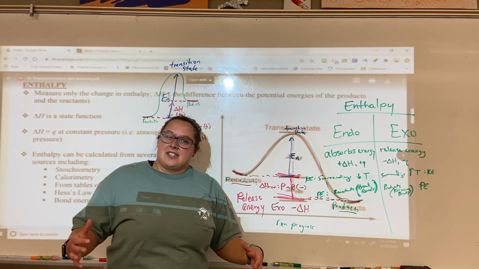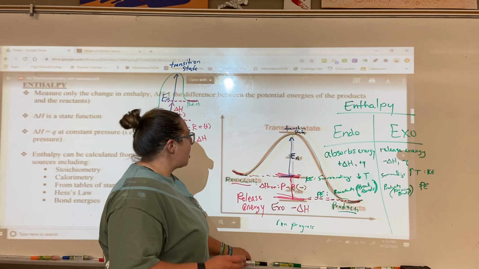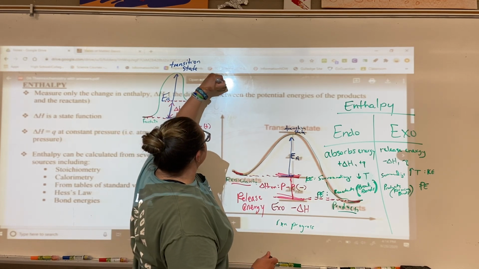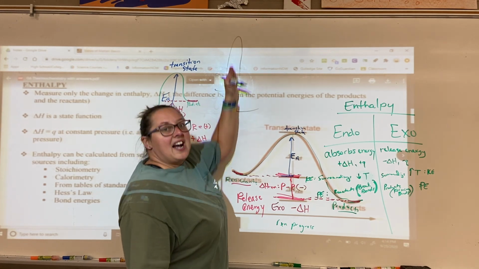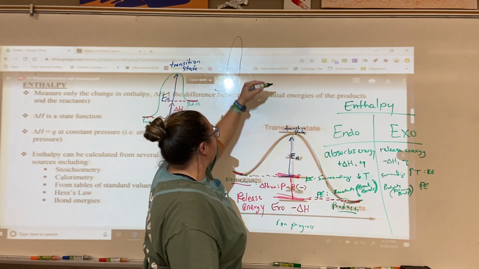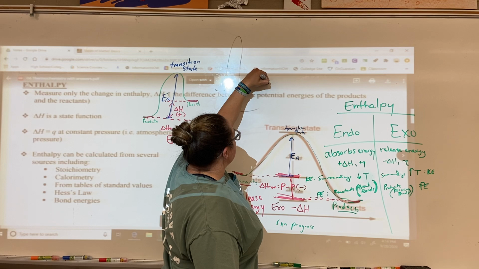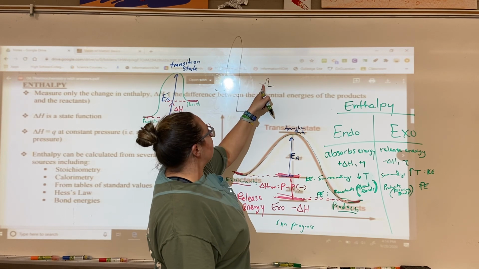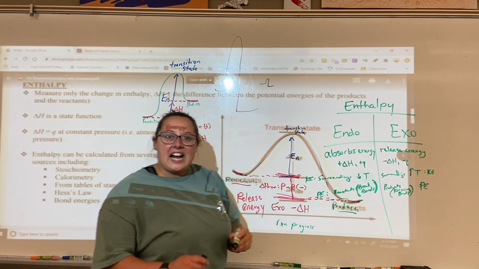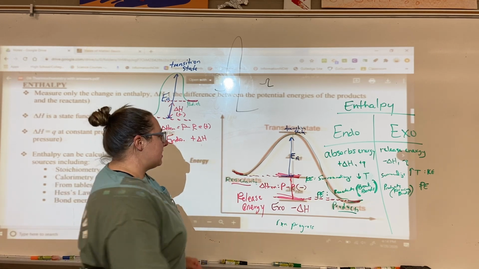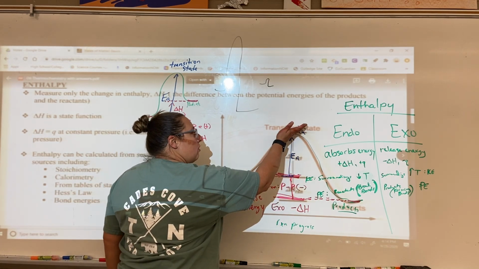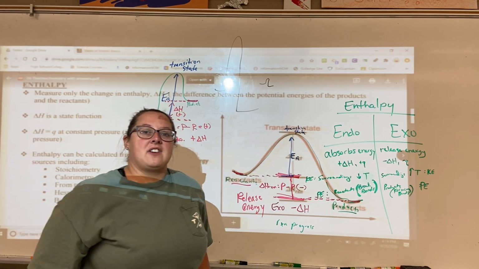All different reactions have different activation energies. So you could see something that's like this. You see how it needs a lot of activation energy for the reaction to take place. Or reactions that are like this. You see how that doesn't need very much activation energy in order for the reaction to start. But it's always from my reactant to my peak. That is my activation energy.